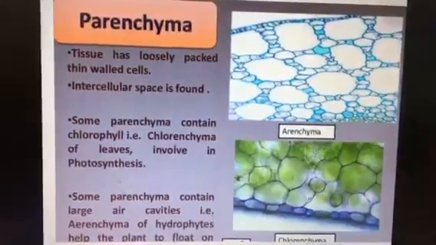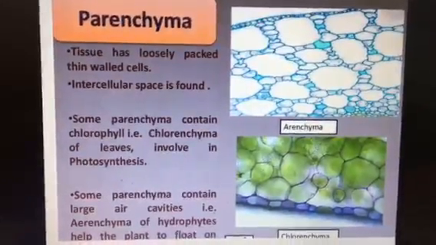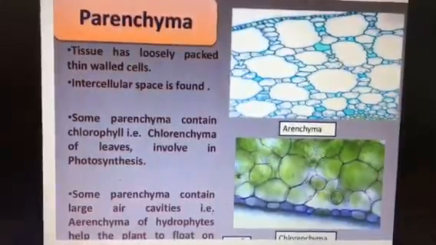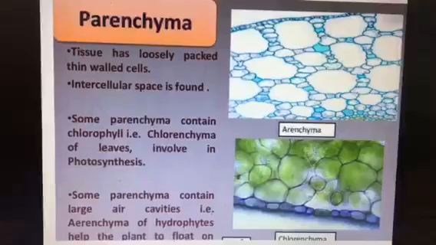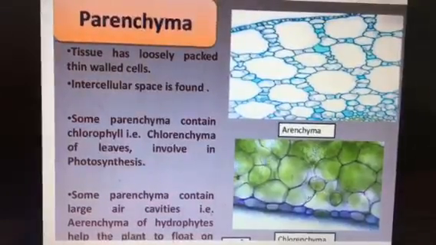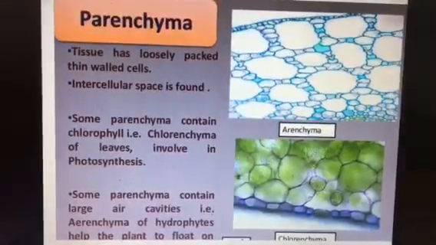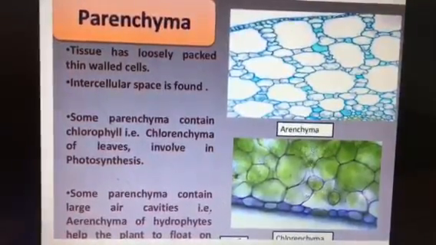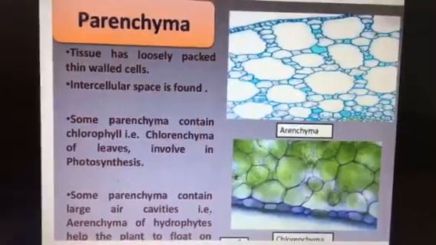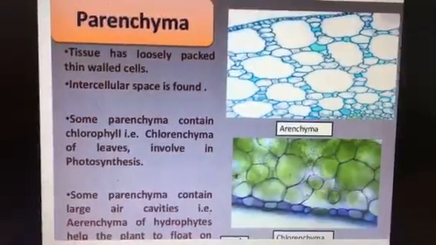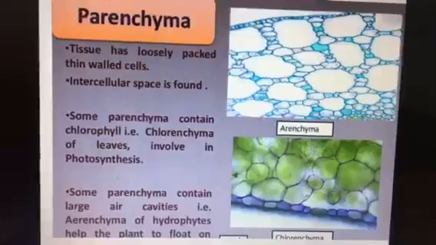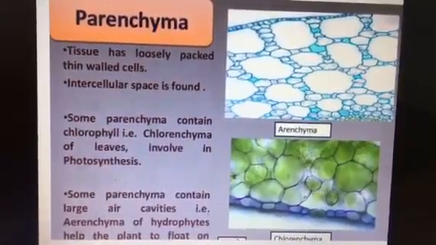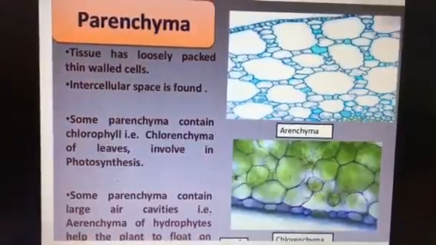They are living cells with dense cytoplasm. They have a distinct nucleus and a large vacuole and are the most abundant tissue found in plants. The main important function of parenchymal tissue is the storage of food. For example, you can see the parenchymal tissue in root tubers or stem tubers. For example, potato stores food in the form of starch with the help of parenchymal tissue.